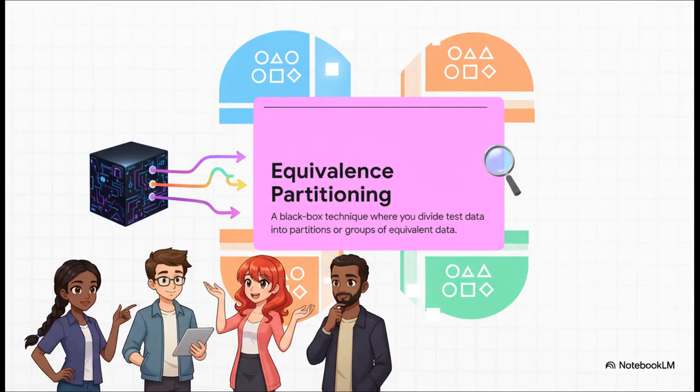Okay, let's dive into a classic black box technique you absolutely must know, equivalence partitioning. This is all about working smarter, not harder. The main idea is, if the system is supposed to treat a whole group of numbers the same way, why would you test every single one? That's a waste of time. Instead, you just divide all possible inputs into groups, or partitions, where they should all be treated equally. Then you just pick one test value from each group. Boom, maximum coverage, minimum effort.